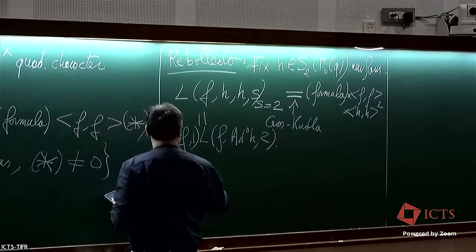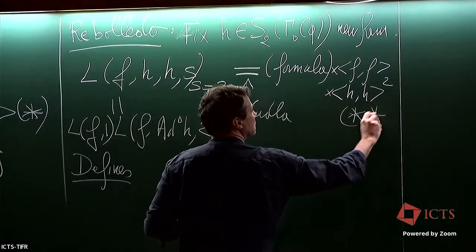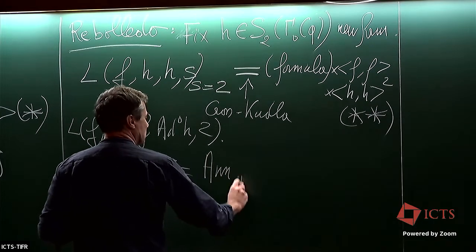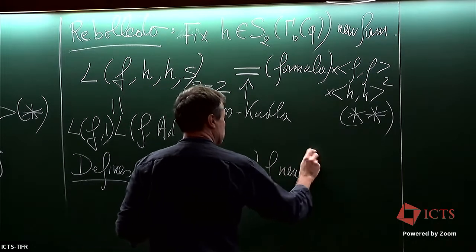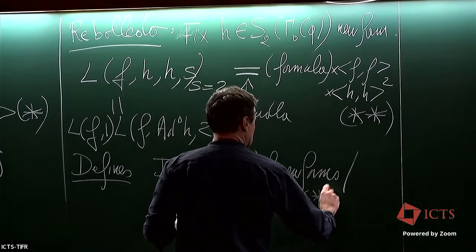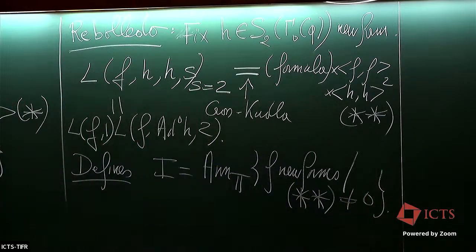She defines I as the annihilator in T of the newforms such that a double star is non-zero. And both of these results, first the one of Parent, were used to make a breakthrough with respect to the rational points of the modular curve X split plus of Q.